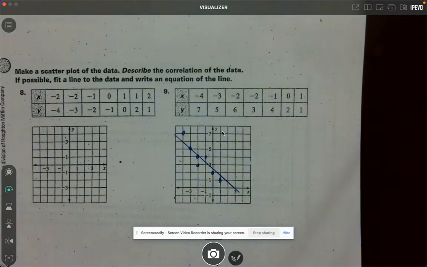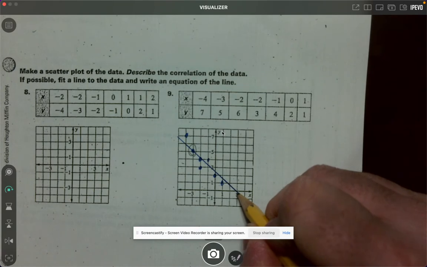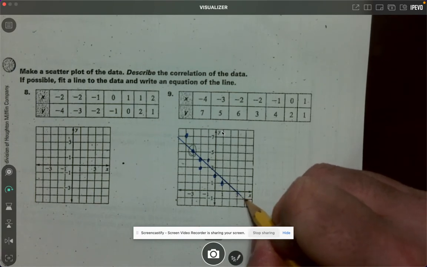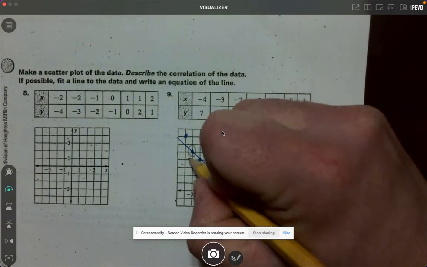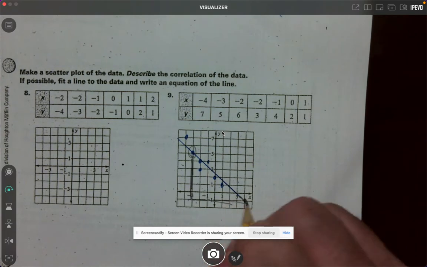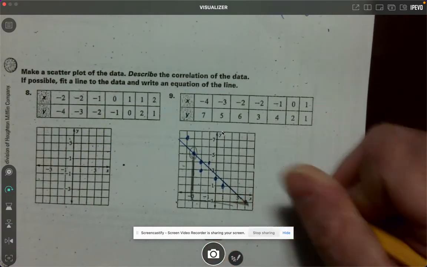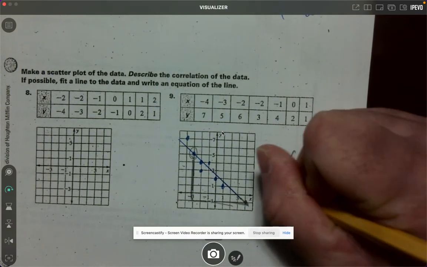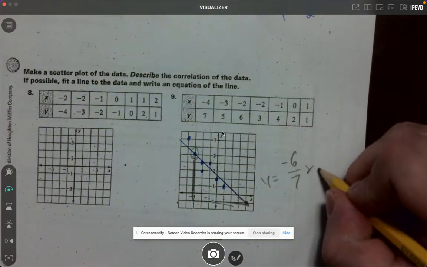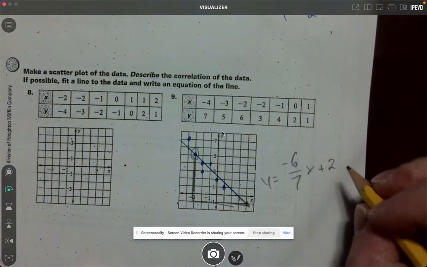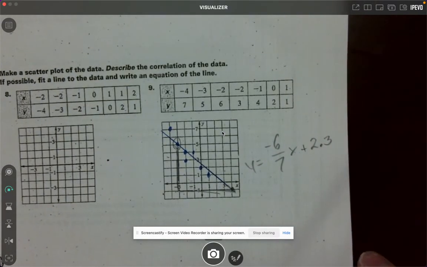If I had to really stretch a little bit here, maybe I could say this is a pretty point, and this maybe is a pretty point. Let's say that's the other pretty point. So then my slope would be 2, 3, 4, 5, 6 up, and 1, 2, 3, 4, 5, 6, 7 over, so -6/7 x, and then it looks like it's going through, I don't know, plus 2.3 maybe.